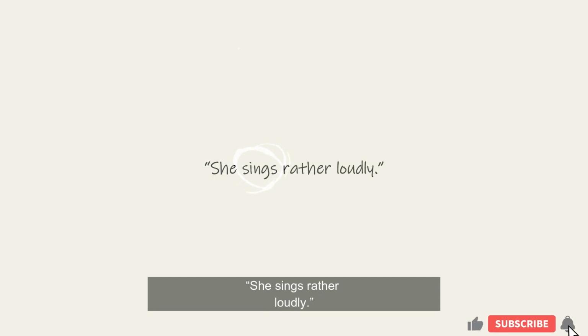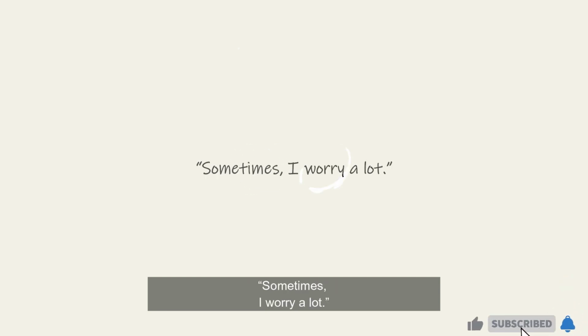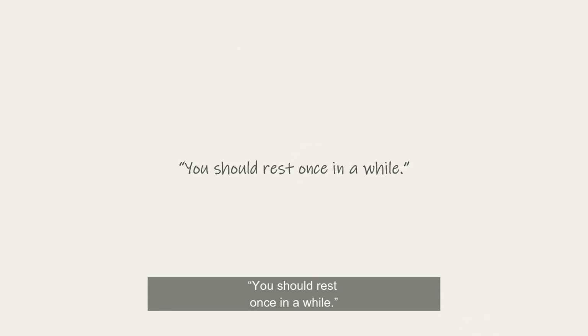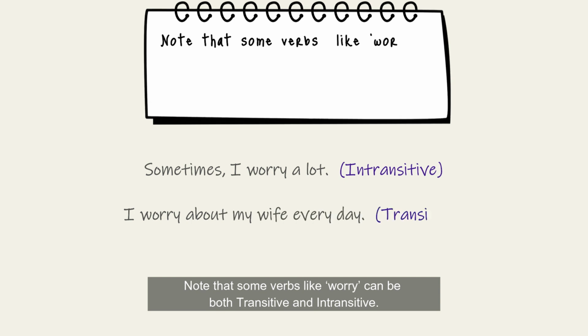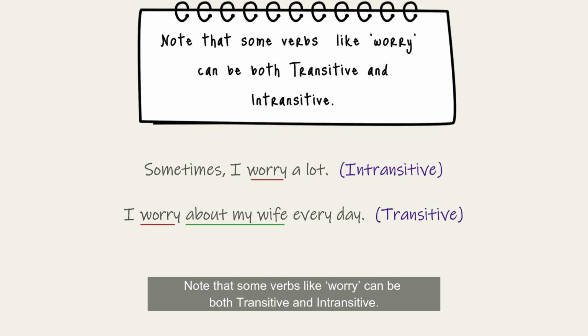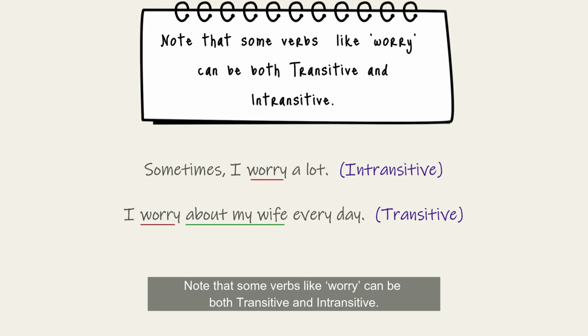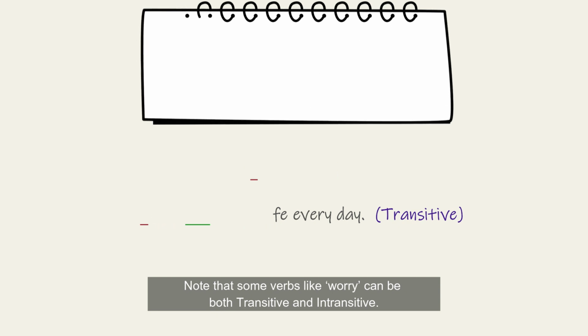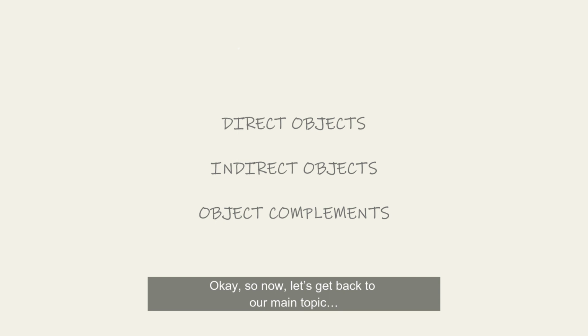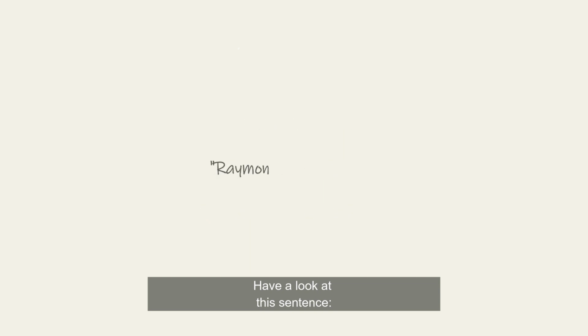Some more examples. She sings rather loudly. Sometimes I worry a lot. You should rest once in a while. Note that some verbs, like worry, can be both transitive and intransitive. Okay, so now, let's get back to our main topic. Have a look at this sentence.